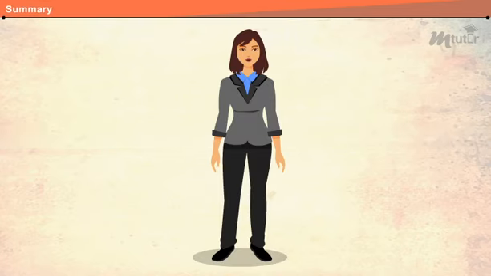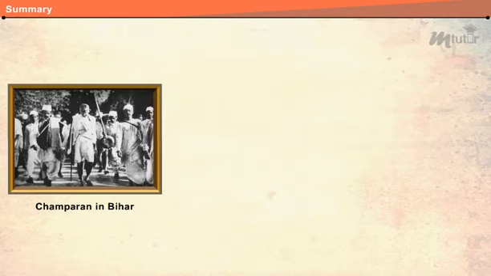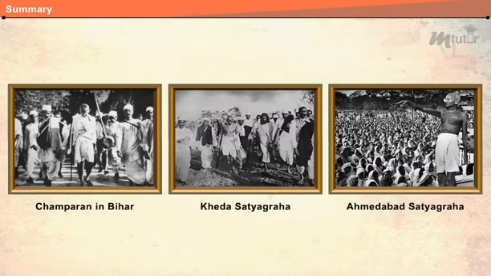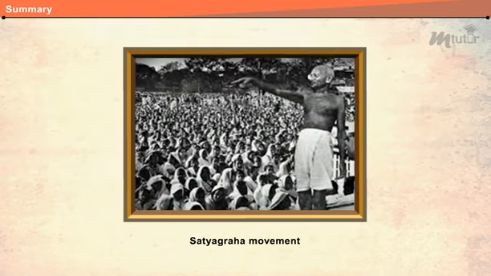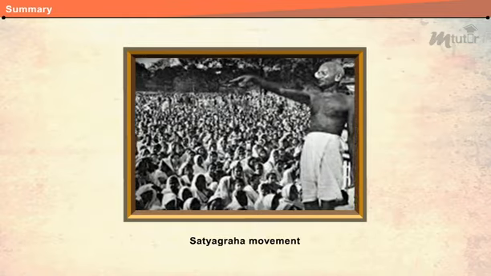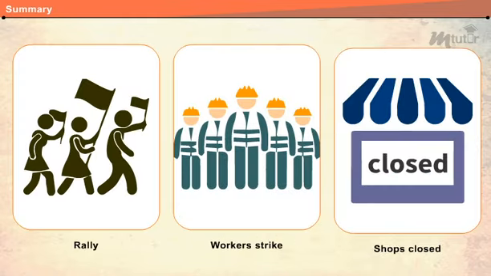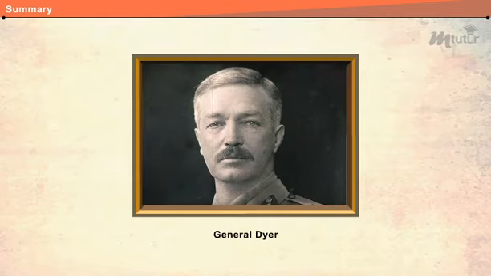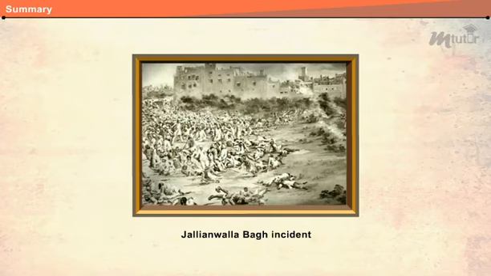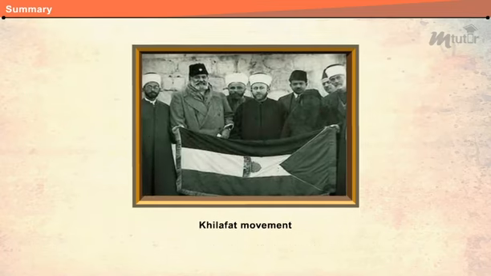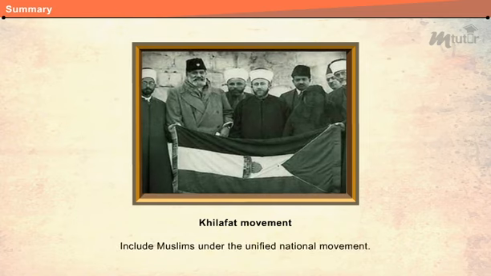Summary. Before we wind up, let's summarize what we have learnt in this session. Gandhiji's Satyagraha movements were arranged in many places like Champaran in Bihar, Khera district of Gujarat, and for Ahmedabad cotton mill workers. Mahatma Gandhi decided to start a Satyagraha movement against Rowlatt Act by arranging rallies, workers' strike and closing shops. General Dyer killed hundreds of people in the Jallianwalla Bagh incident to create fear among the Satyagrahis. Khilafat movement was an opportunity to include Muslims under the unified national movement.